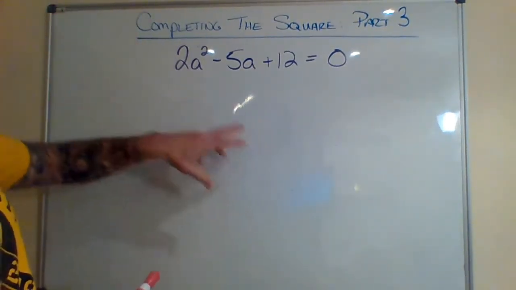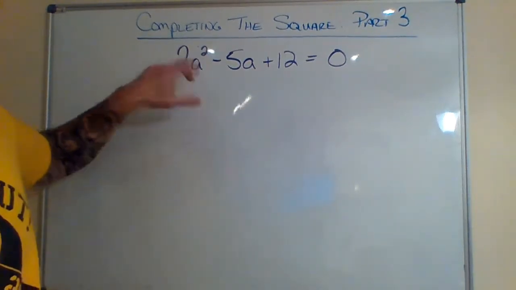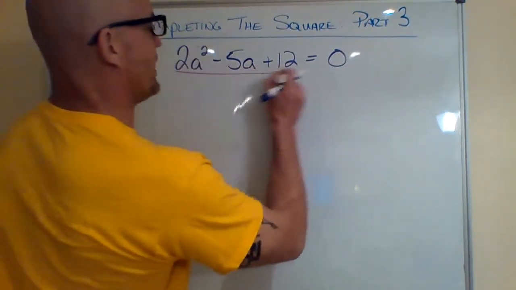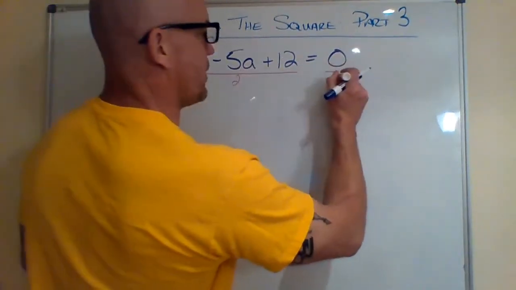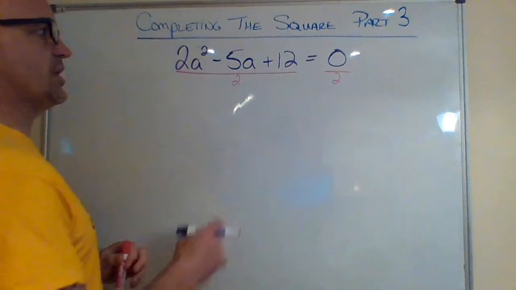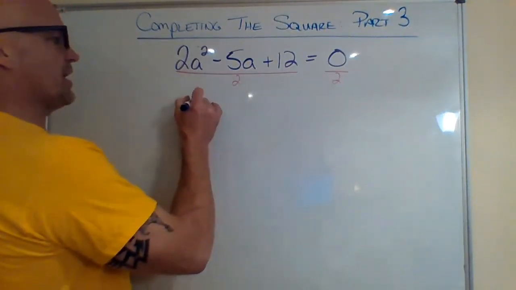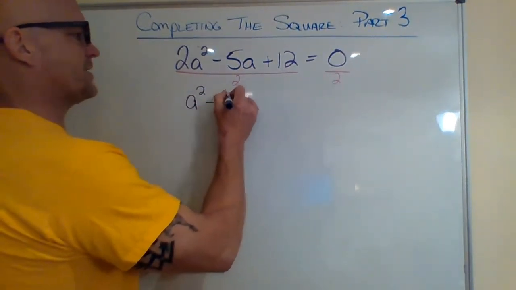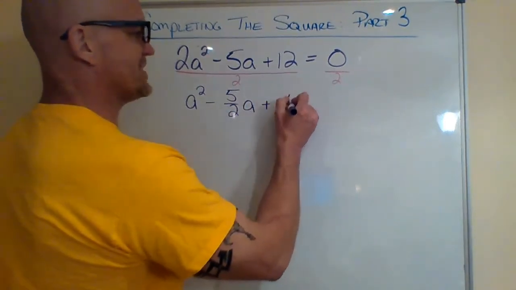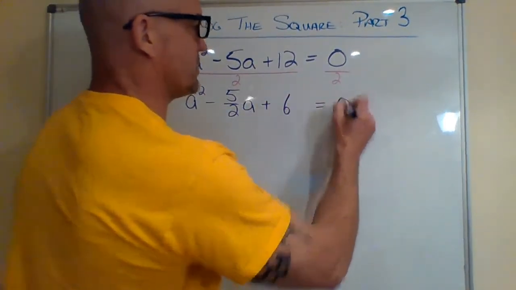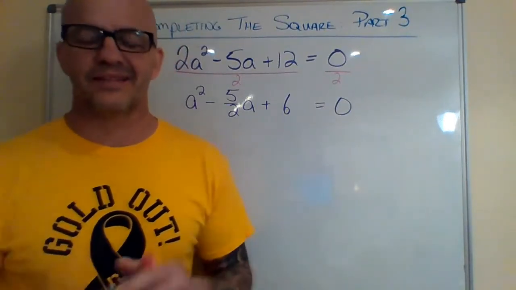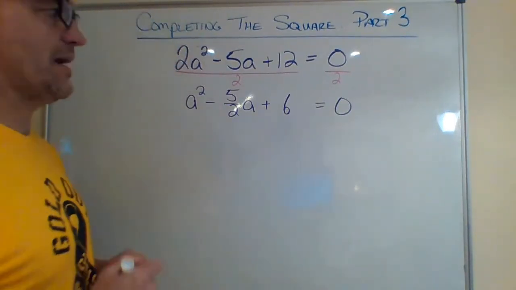In order to complete the square, I need that coefficient of a squared to be 1. To make that happen, I'm going to divide both sides by 2. Yes, I know dividing 0 by 2 does nothing, but of course we're still going to show it. Dividing by 2, I'm looking at a squared minus 5 over 2a plus 6 equals 0. You probably can see there's going to be a little ugliness coming ahead, but our calculators will help us out with that.